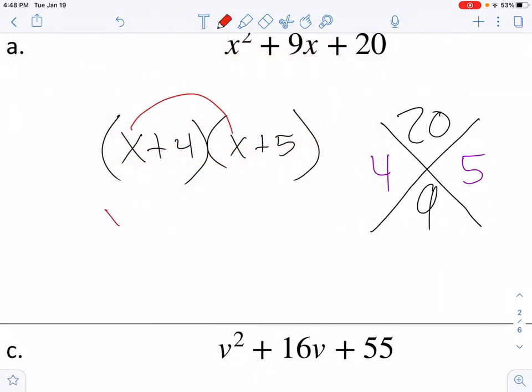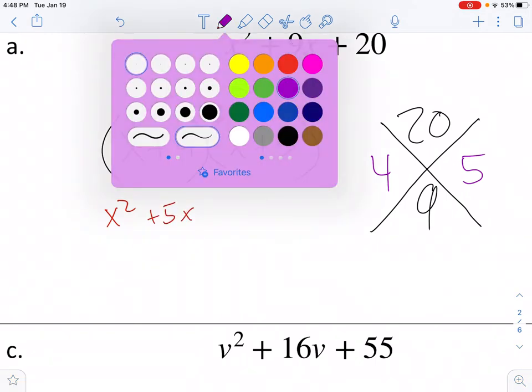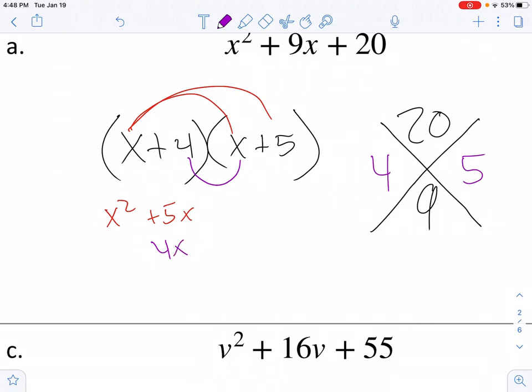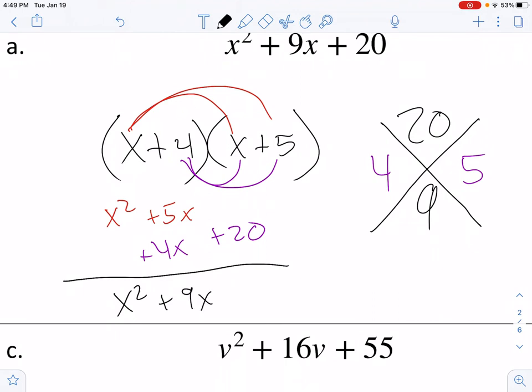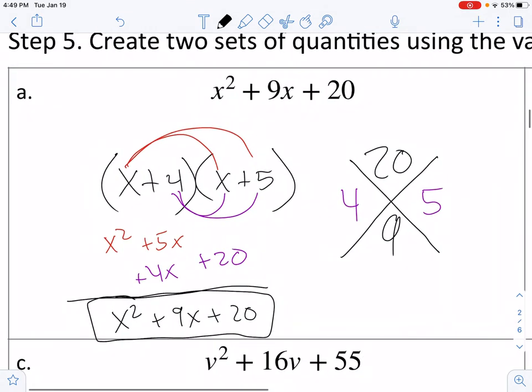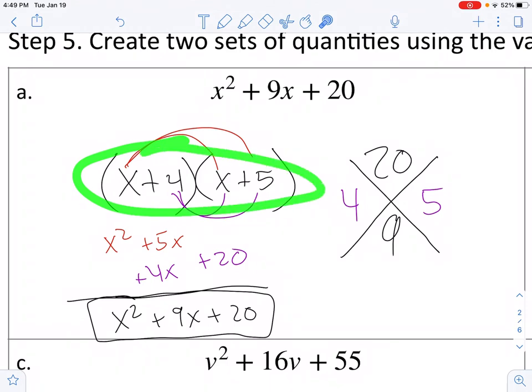But x times x, x times 5, we have 4 times x, and we have 4 times 5. And when we put these together, x squared plus 9x plus 20. So I was able to multiply those back up to make my original. So when you find these numbers, you find the numbers that multiply to make 20 and combine, right, add or subtract to make 9. Those are the numbers from your group.